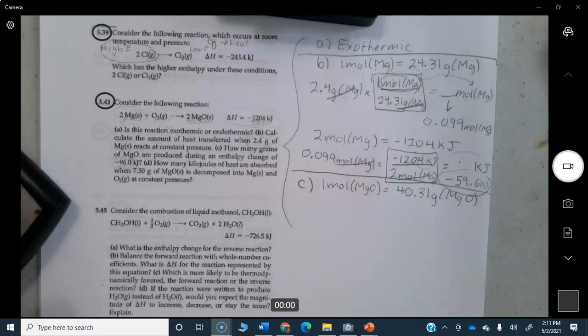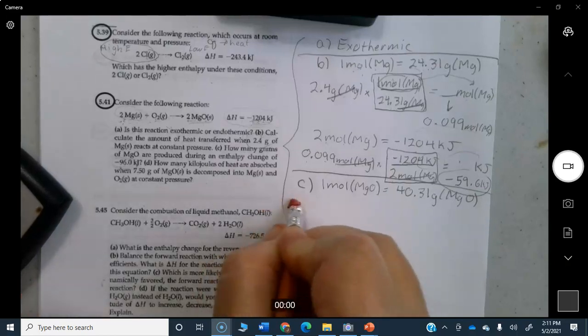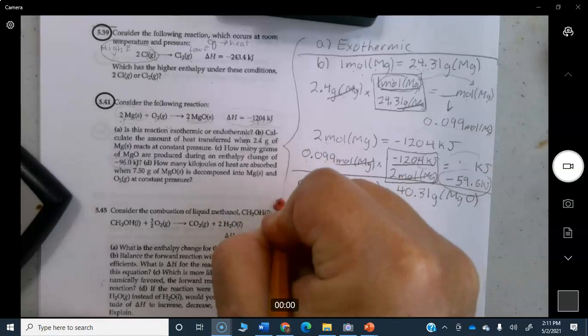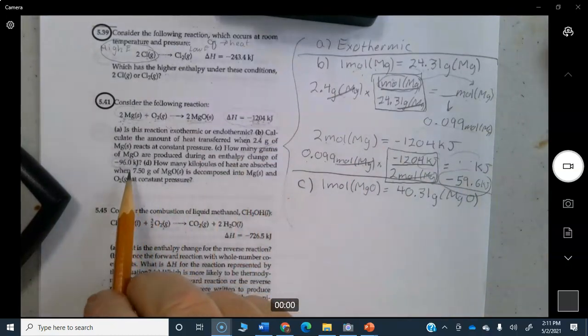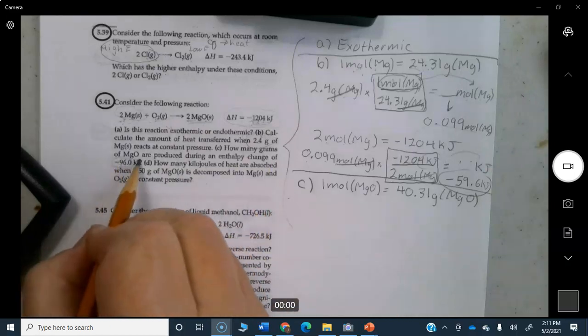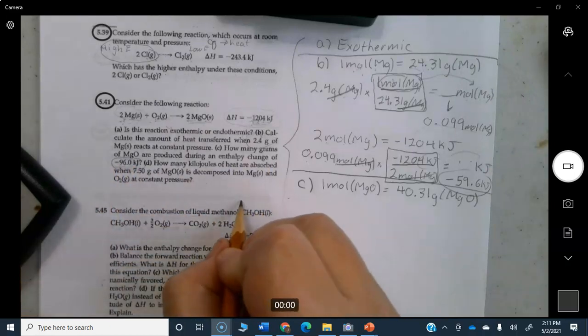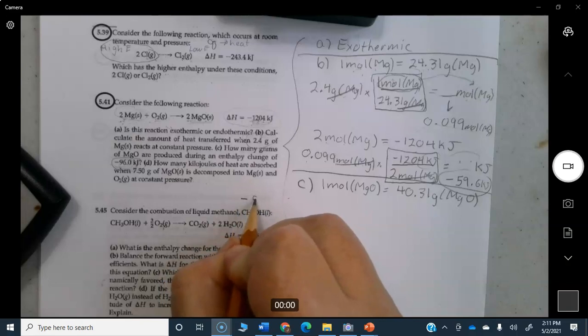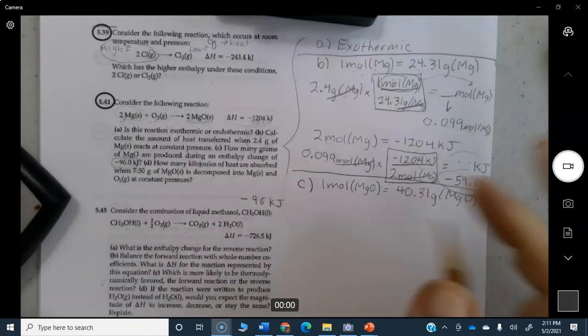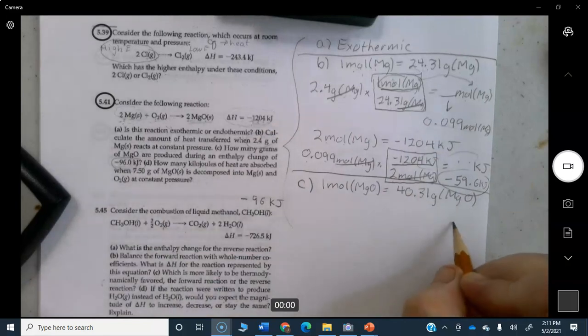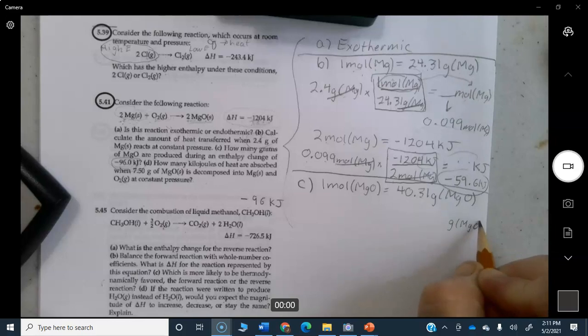Now we have to set up an equation, and this is going to take a little space. So let me erase this. It's in the way right now. Okay. So what I'm going to do is, it gives us a number to start with, negative 96 kilojoules. And what it wants to know at the end is grams of magnesium oxide.